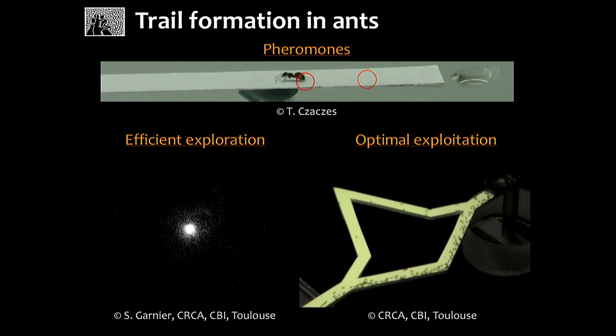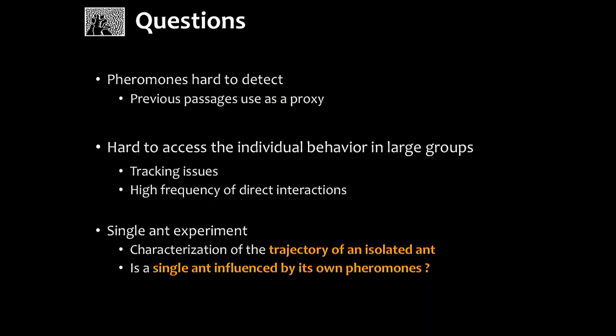To understand well this phenomenon, we need to really understand what are the individual rules here. And there are a lot of studies carrying on here, but there are two problems in that phenomenon which make it hard to study. The first one is that pheromones are really hard to detect, especially if you have a large group and in a large arena. And what we usually do is that we use the previous passages as a proxy to estimate the pheromone concentration.